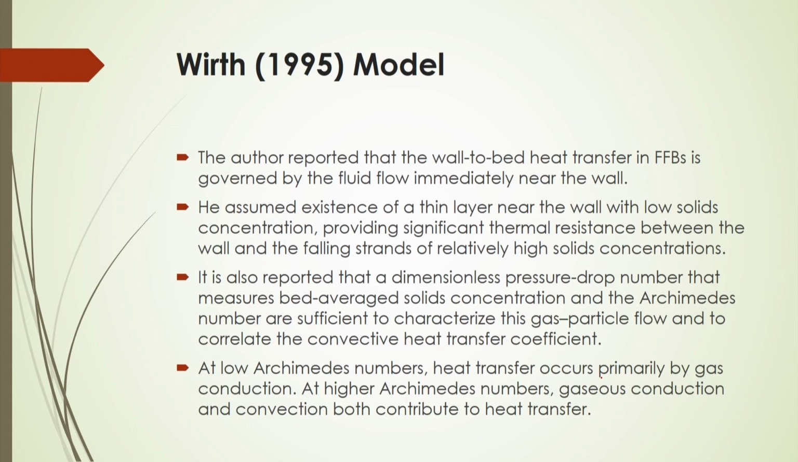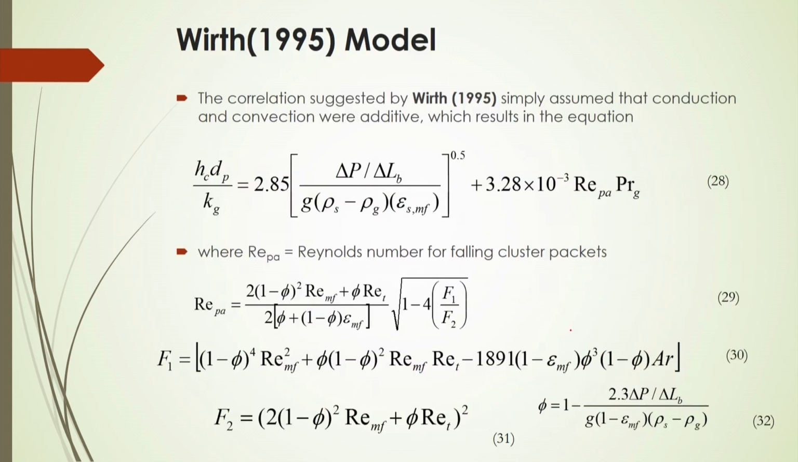It is also reported that the dimensionless pressure drop number, which measures the bed averaged solid concentration, and the Archimedes number are sufficient to characterize this gas particle flow and to correlate the convective heat transfer coefficients. At low Archimedes number, heat transfer occurs primarily by gas conduction. At higher Archimedes number, gaseous conduction and convection both contribute to the heat transfer, as they stated.